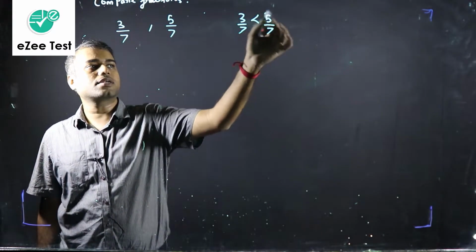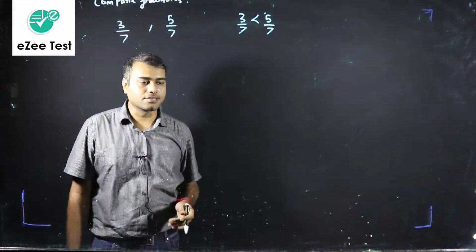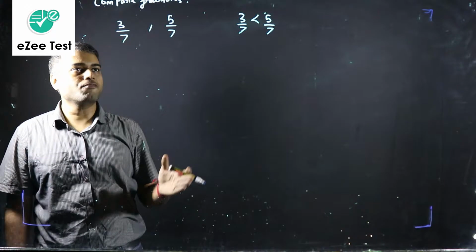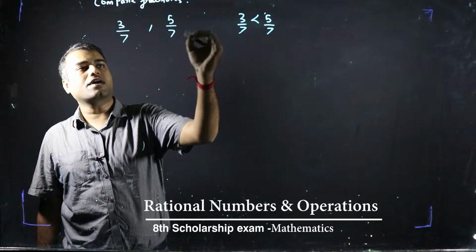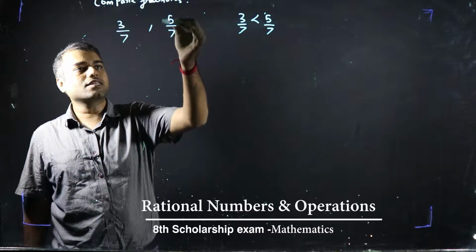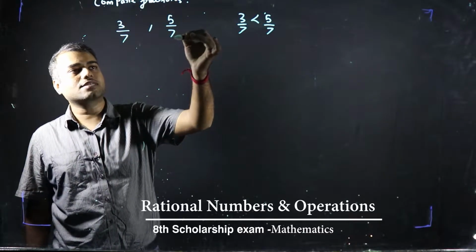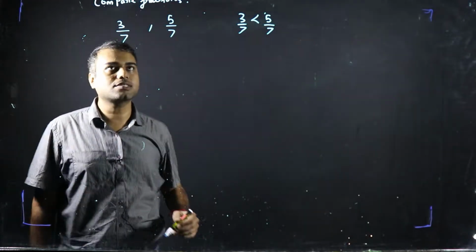The higher the numerator, the higher will be the fraction. Because just imagine something like this. There is a piece of cake and you have made 7 parts of it. Someone is getting 5 parts out of it, another one is getting 3 parts. So obviously the one getting 5 parts is getting the higher amount of cake. So 5 by 7 is greater than 3 by 7.